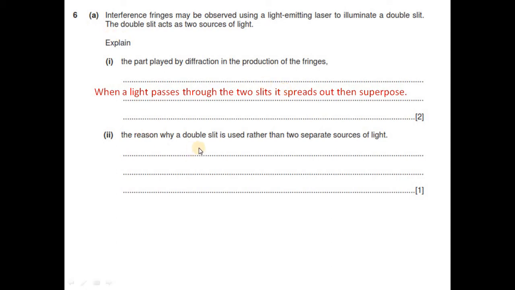Next, the reason why a double slit is used rather than two separate sources of light. We are using a double slit because we split a single beam of light into two in order to get coherent waves, or a coherent beam of light. Because if we use two separate sources, they will not be coherent. That's why we use a double slit and split a single light into two with the help of the double slit.